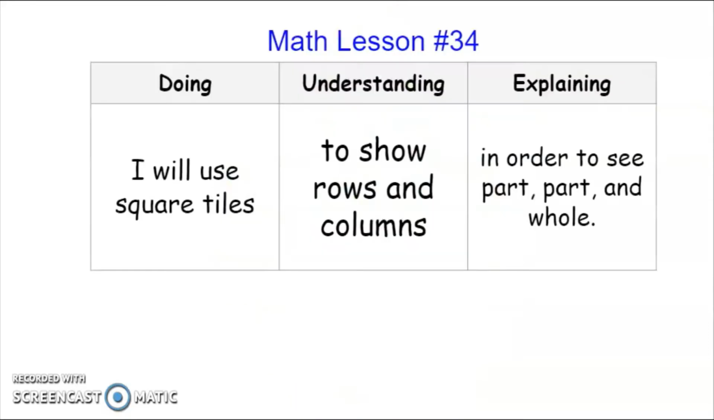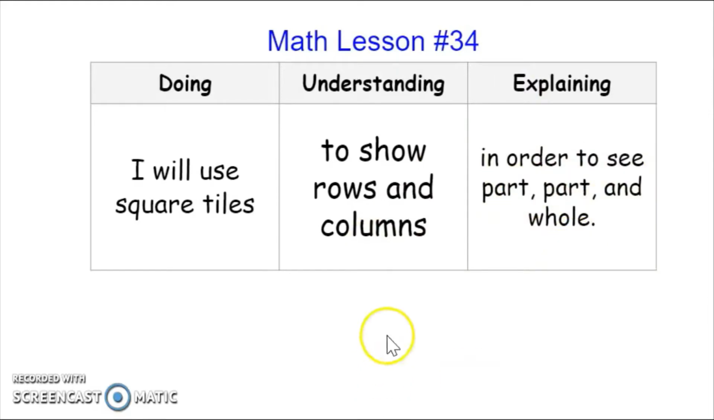Let's begin by taking a look at our objectives. Remember, our objectives are always broken up into three separate parts so we know exactly how we're going to do something, what it is that we need to understand, and why we're doing it or why it's important. Read with me or in your head as I read out loud to you. I will use square tiles to show rows and columns in order to see part and whole.